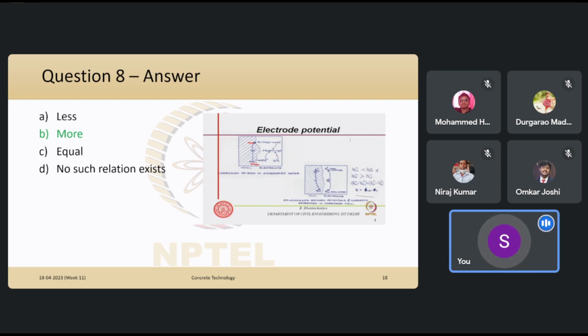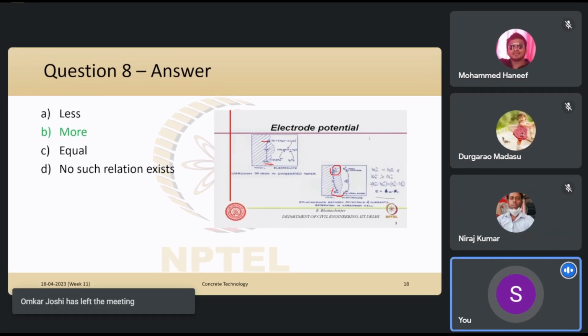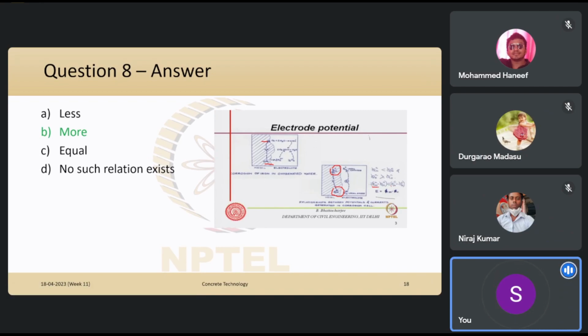And we are looking at the potential at the anode and also at the cathode, between the metal as well as the electrolyte. And we showed that at the cathode, which is shown on the right side here, the active potential will be higher than the potential at the anode, right? So this is the anodic region, between the metal as well as the electrolyte, and the cathodic region between the metal and the electrolyte. So at the cathodic region, the potential will be higher than at the anode, right? So the right option is B, it will be more.